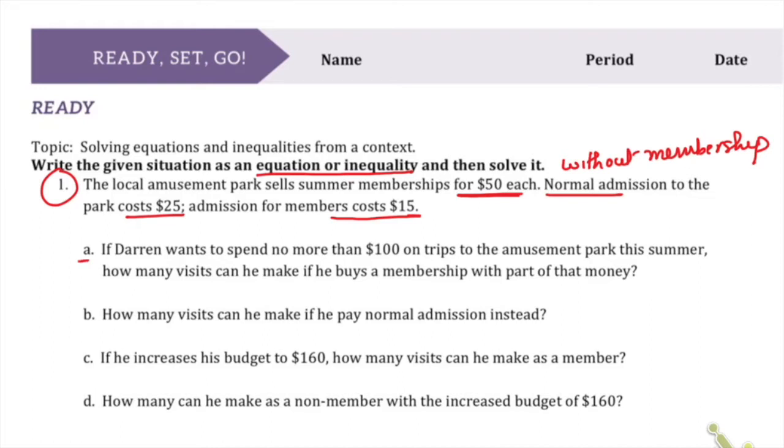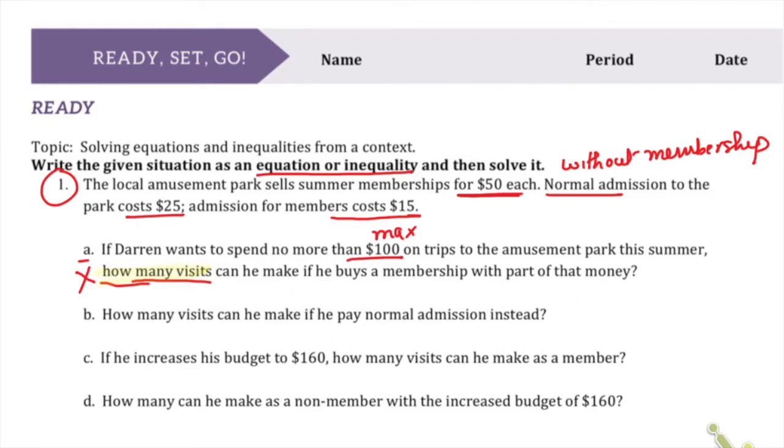If Darren wants to spend no more than $100, so that's a max budget for Darren on trips to the amusement park this summer, how many visits can he make if he buys a membership with part of that money? If I don't know how many visits, this is unknown, I can assume it to be x. Whatever is not known, that's x. So for how many visits he can make, I have to create an inequality.